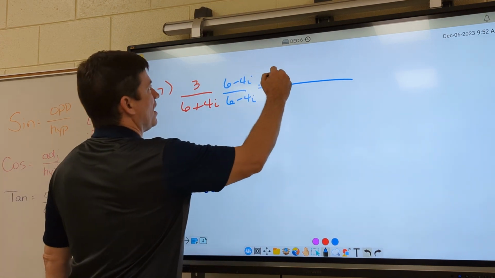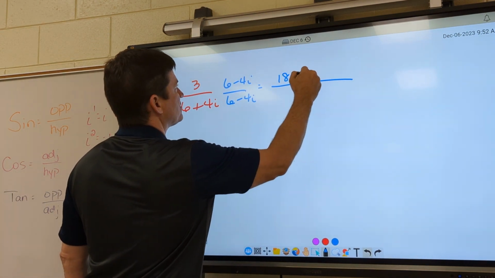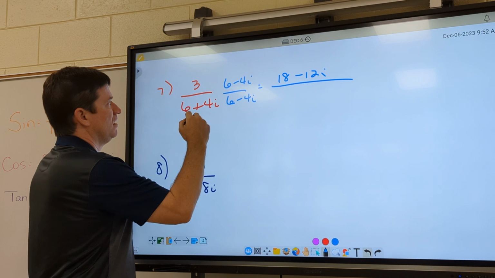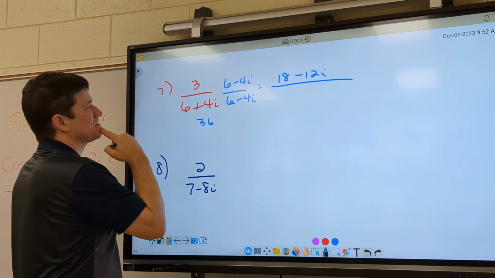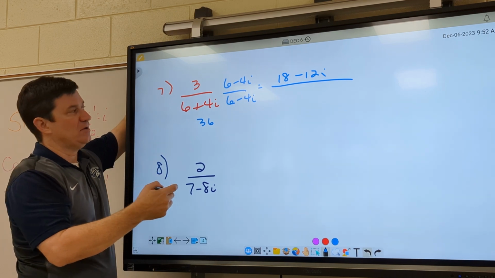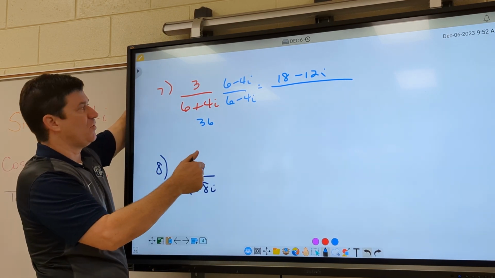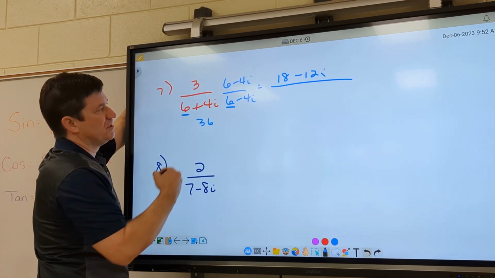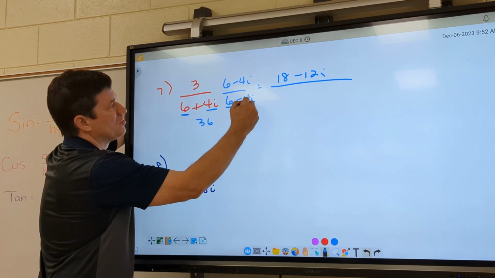All right, so on the top, I got 18. I got minus 12i. Top was easy. The bottom, I got 36. Now look, on the bottom, again, we know that the middle is going to cancel. You don't have to do all 4 steps on the full. Just times the numbers in the front, and the numbers in the back.